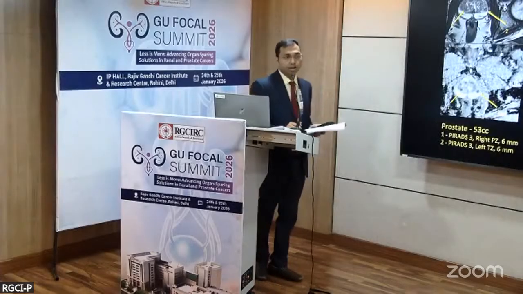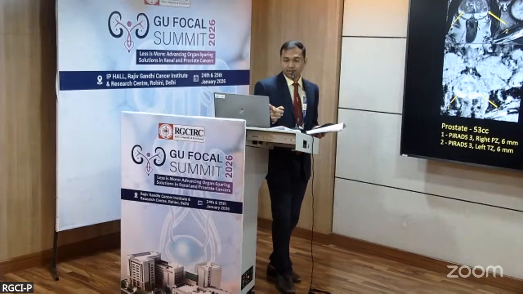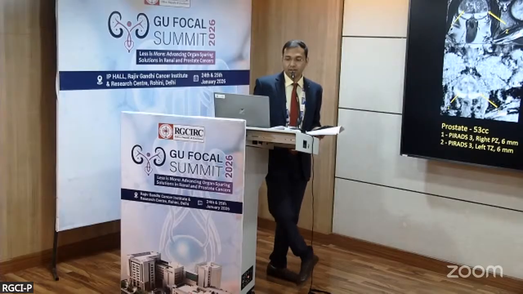So an MP MRI was done. The prostate is around 53 cc and he has 4 PI-RADS 3 lesions. You can see one PI-RADS 3 lesion in the right PZ area, a 6 millimeter lesion. This is the T2 sequence, this is the diffusion weighted, this is the ADC and this is the DCE sequence. And there is a PI-RADS 3 lesion in the left transition zone.